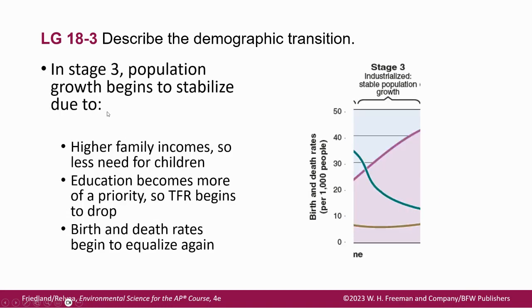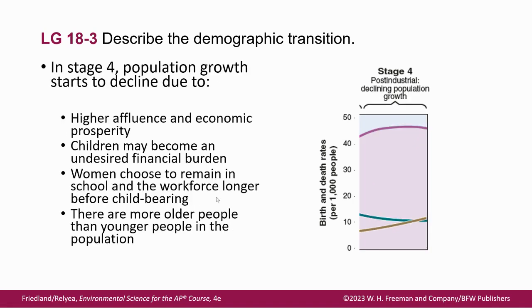Stage three, the population growth begins to stabilize. We have higher income families, so we don't need as many free labor children to work, and we can afford medical care in our later life. So we don't need free child labor to take care of us when we're old. Education becomes more of a priority, so people are pushing off having kids because they're focused on school, going to college or post-secondary education. Our birth and death rates begin to equalize again. We're not having as many births, but also not as many people are dying, so it balances out.